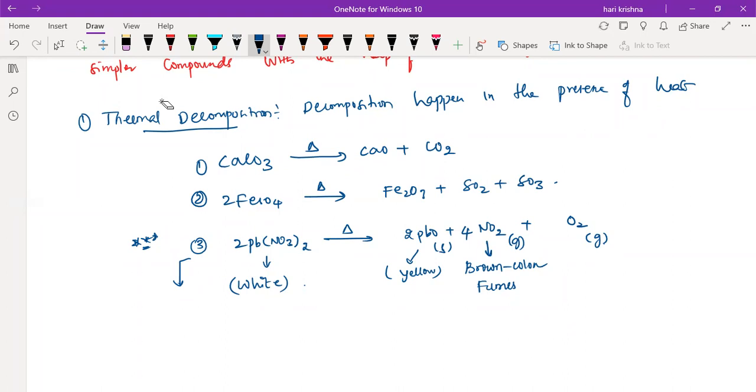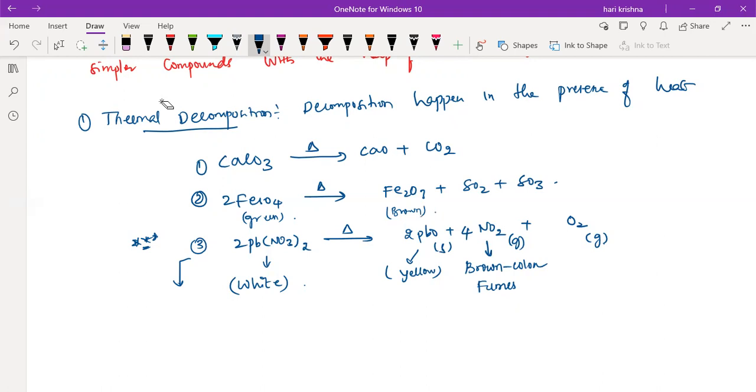Suppose you take ferrous sulfate, we can see it in the lab. It is in the form of crystals like salt. Common salt is white, but if you see ferrous sulfate crystals, they are green. And iron oxide is brown. So you have to remember these colors of the salts compulsorily. Okay, fine.